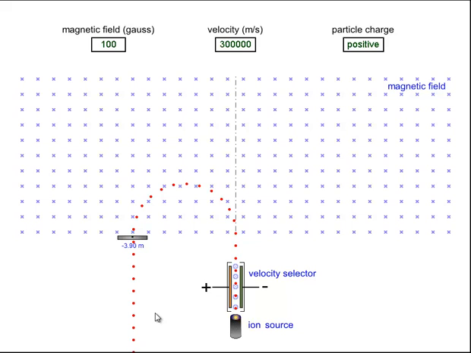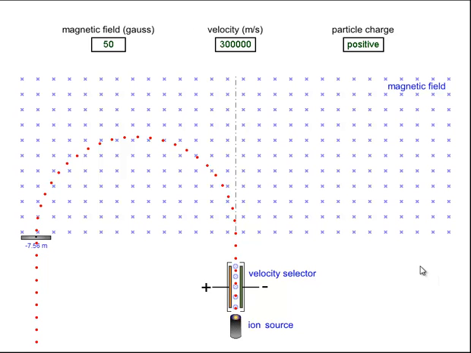3.9 meters. Let's go back and revisit our original one. The diameter of our original circle is about 7.6 meters. Double. So when I double the magnetic field, the diameter of the path is halved. It's an inverse relationship.